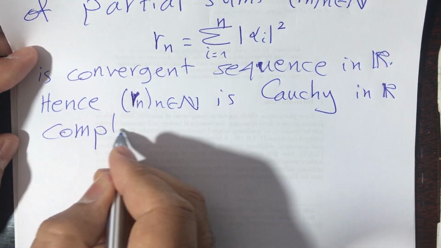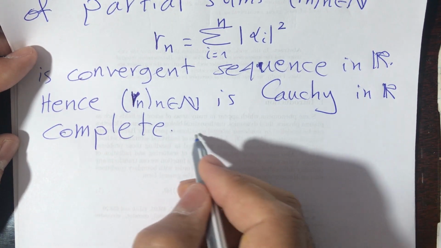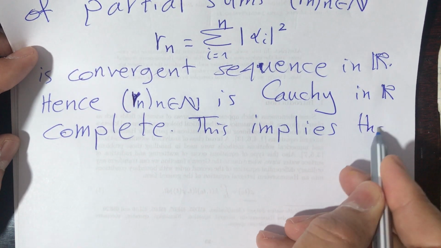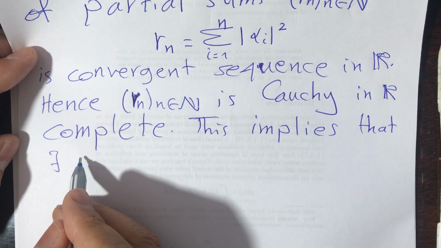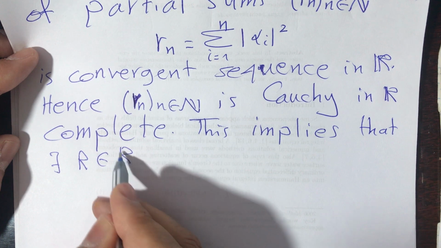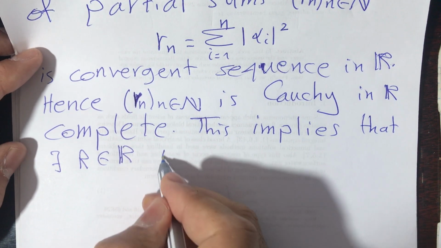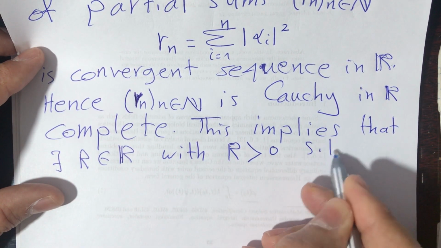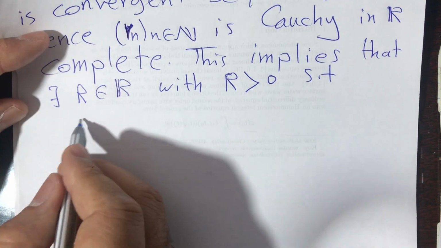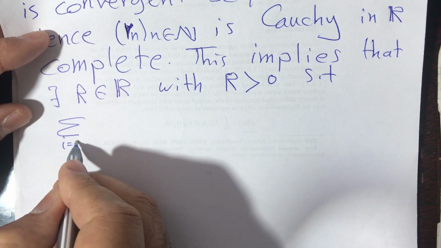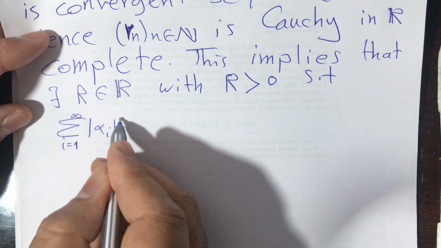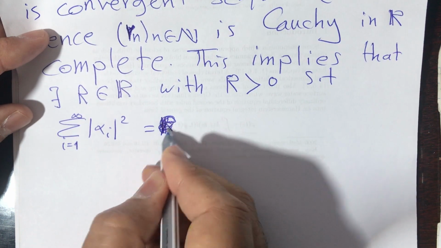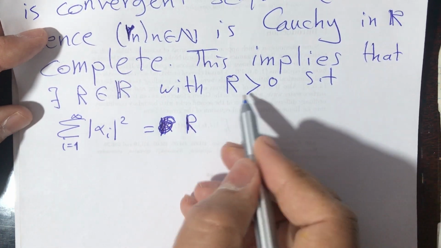Are complete. Of course, are complete. This implies that there exists R belonging to the natural numbers, with R greater than 0, such that the summation from i equals 1 to infinity of the absolute value of alpha i squared is equal to R. Sorry, R is a positive number, not a real number. This is R.